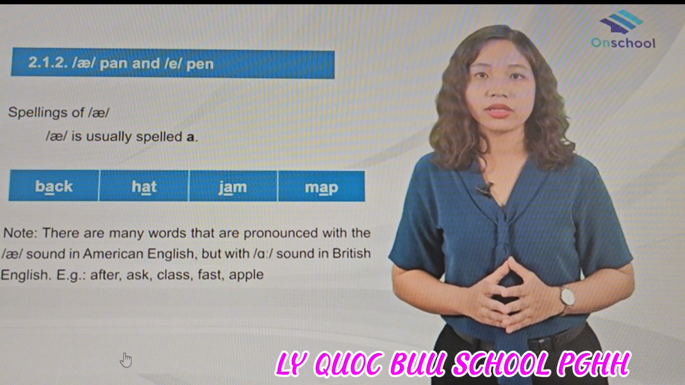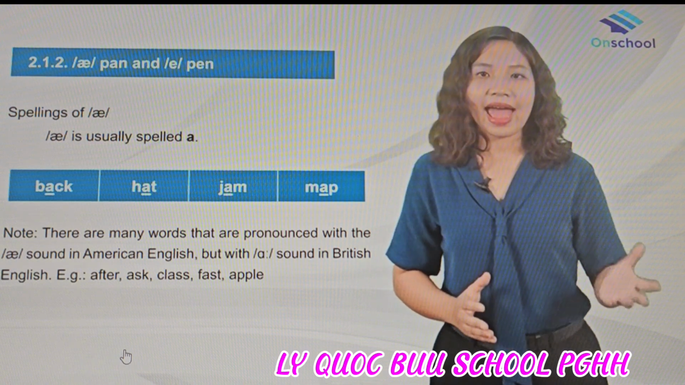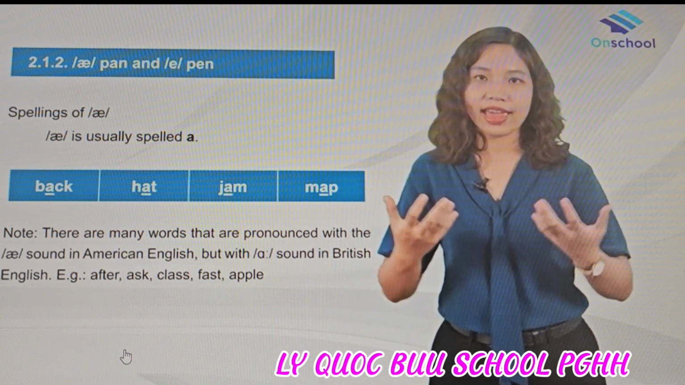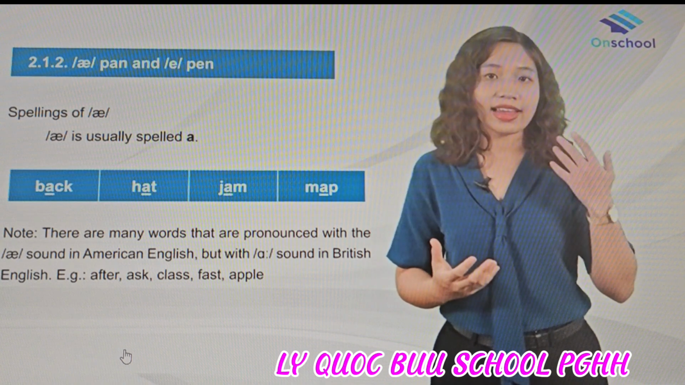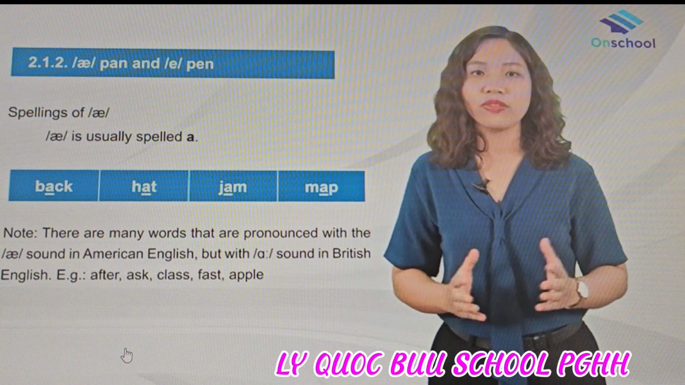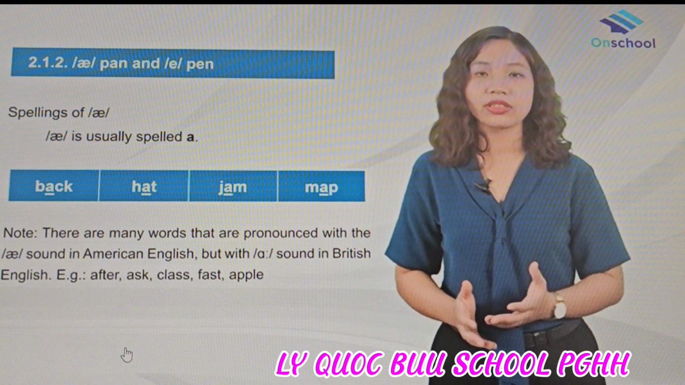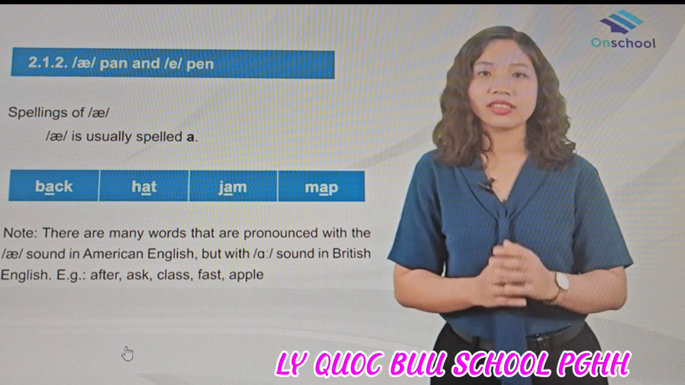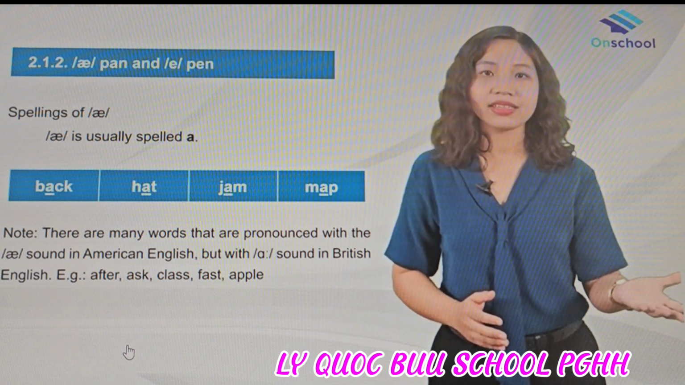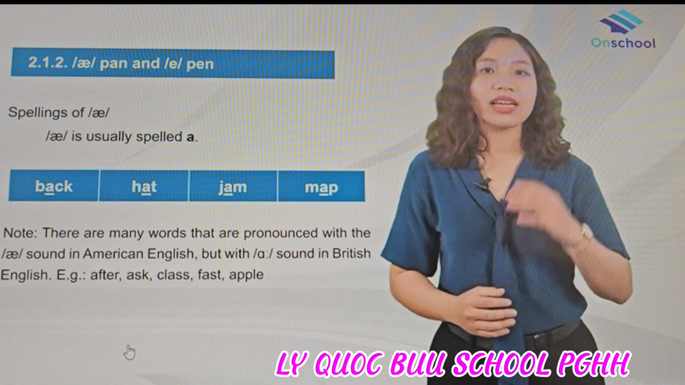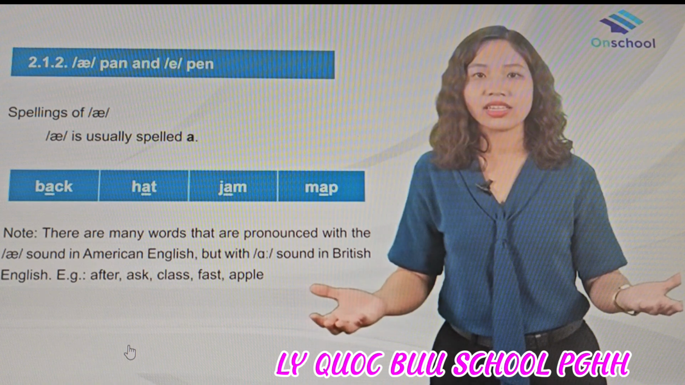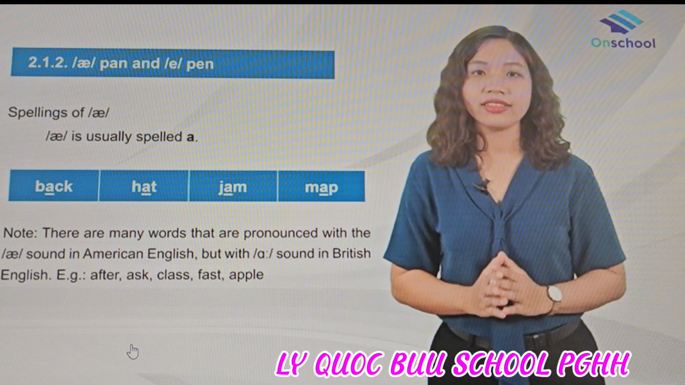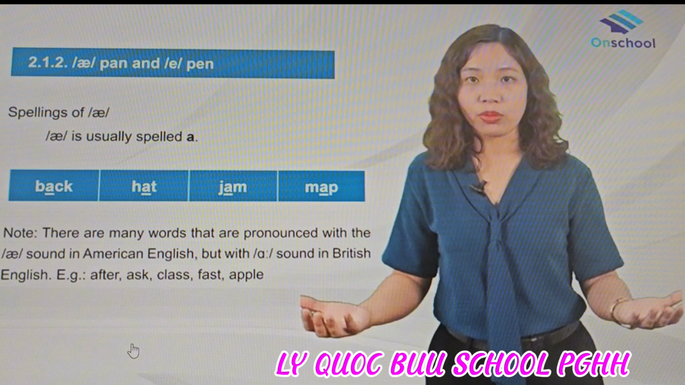Có nhiều từ được phát âm là âm A ở trong tiếng Anh Mỹ, tuy nhiên lại được phát âm là A ở trong tiếng Anh Anh. Vì vậy khi chúng ta nghe, chúng ta có thể để ý để xem chúng ta đang nghe tiếng Anh Mỹ hay là tiếng Anh Anh. Một số ví dụ đó chính là từ after. Trong tiếng Anh Mỹ sẽ được đọc là after, còn tiếng Anh sẽ là after. Next, ask. Class. Fast. And apple.